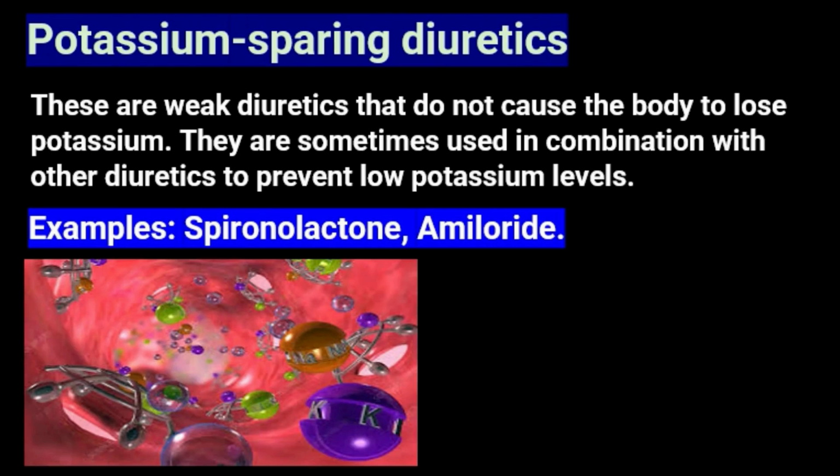And the third category is potassium sparing diuretics. These are weak diuretics that do not cause the body to lose potassium. They are sometimes used in combination with other diuretics to prevent low potassium levels. For example, if a patient has hypokalemia, we cannot use any normal diuretics which will again cause a decrease in potassium level. So here we will use potassium sparing diuretics. Examples are spironolactone, amiloride.